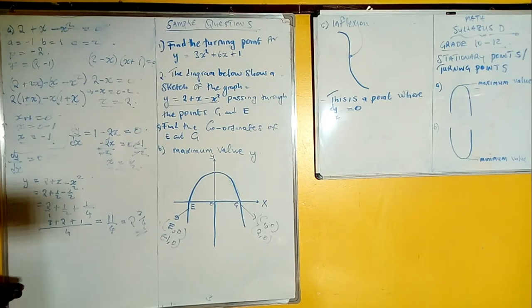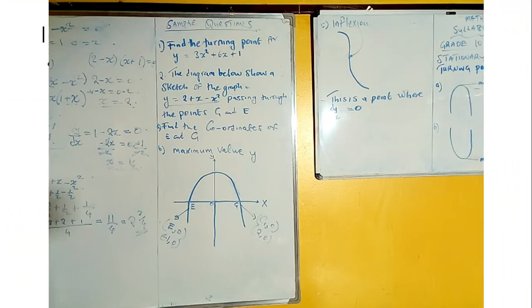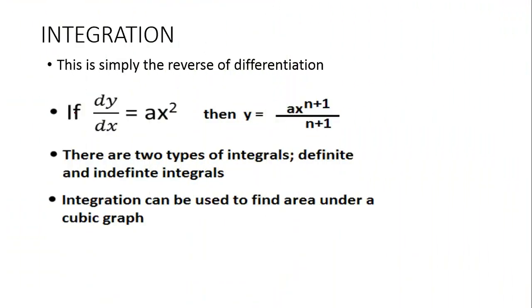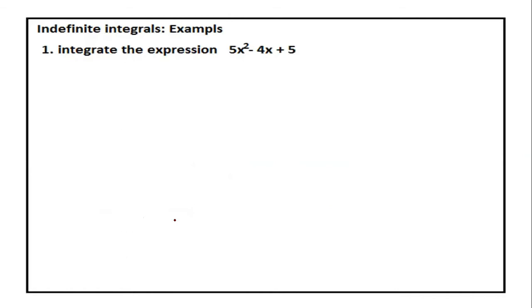And this is how we determine the value. Integration now. For example, if we have dy by dx is equals to ax to the n, then y will be equal to ax to the n plus 1 divided by n plus 1. So there are two types of integrals. We have got what we call definite and indefinite integrals. Then integration can also be used to find area under a cubic graph. Let's look at these examples.